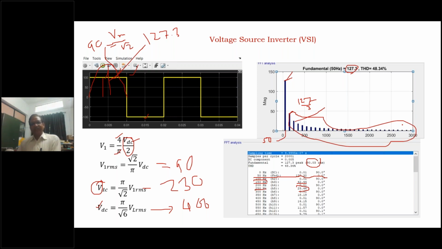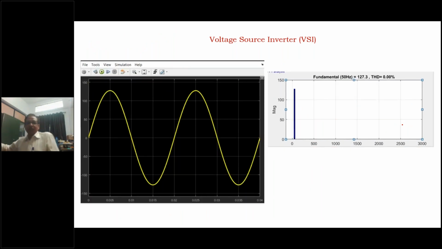Now let's see whether this is really possible using FFT. We will take a sinusoidal waveform and do its FFT. This is a pure sinusoidal waveform, and its FFT is there. The magnitude is about 127. There is no THD, no harmonics at all.